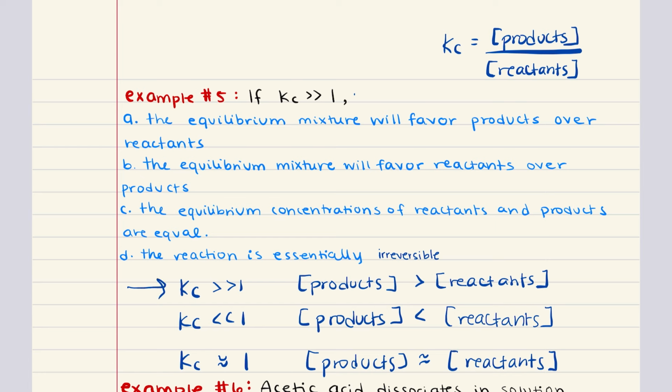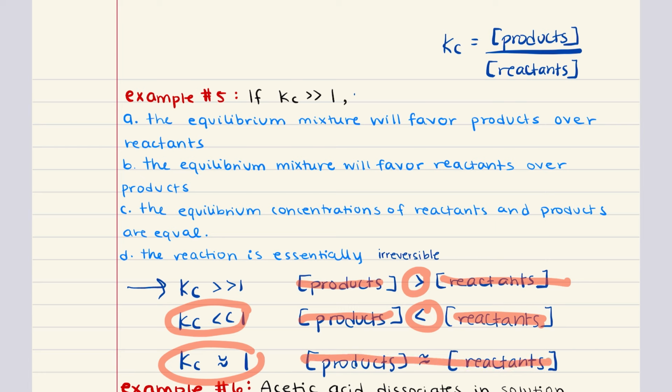When the equilibrium constant is greater than 1, this indicates that at equilibrium, the concentration of products is much higher than the concentration of reactants. In other words, the reaction heavily favors the formation of products. Now, when the equilibrium constant is less than 1, this indicates that at equilibrium, the concentration of reactants is much greater than the concentration of products. And here, in other words, the reaction heavily favors the formation of reactants. When the equilibrium constant is approximately 1, this means that the concentrations of reactants and products are comparable at equilibrium.